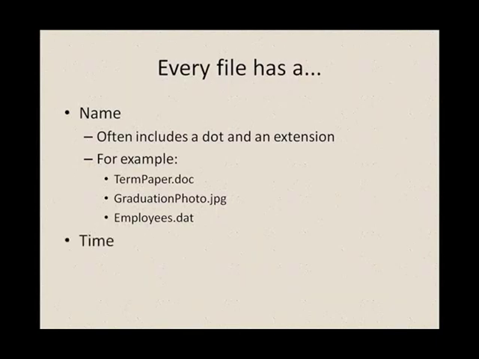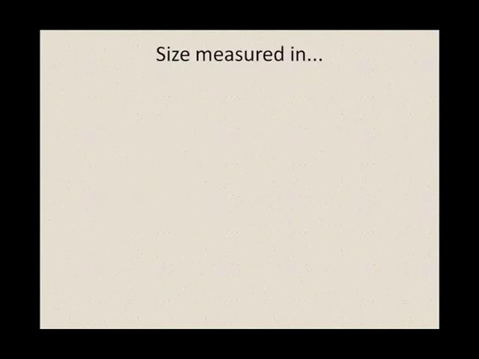Besides a name, every file has a date and a time that it was last modified, and that information is stored on your system. And besides a name and a time, every file has a size. The size of computer files is measured in bits at the lowest level. Bits are the little zeros and ones that make up the circuitry of the computer system. Bits are so small that when people talk about data, they seldom refer to bits. Instead, they refer to bytes.